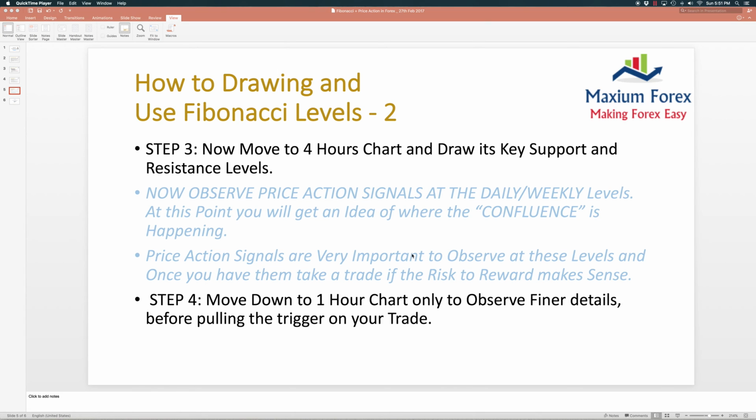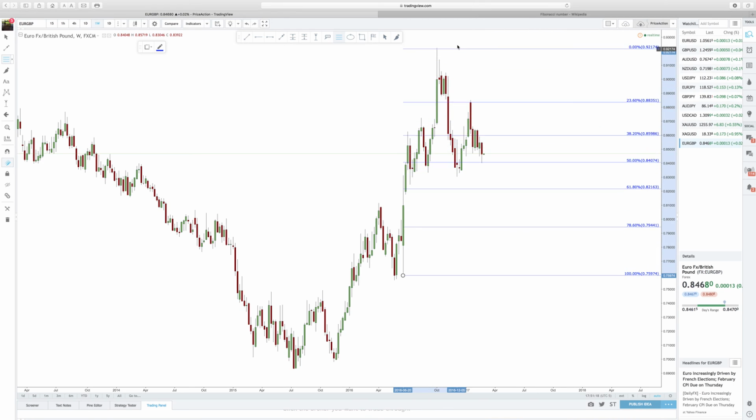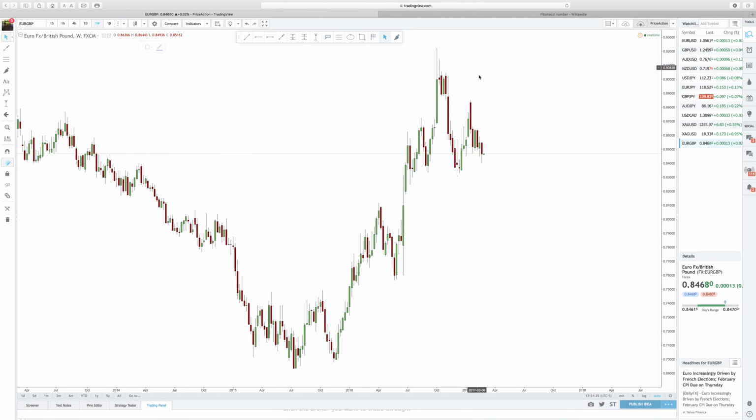Now, let's go to the chart and we'll just make sense of what we're talking about here. Now here you have the Euro Pound weekly chart. So what we'll do is we'll draw a Fib level here. So this is an extended move in the market, as we all can see.